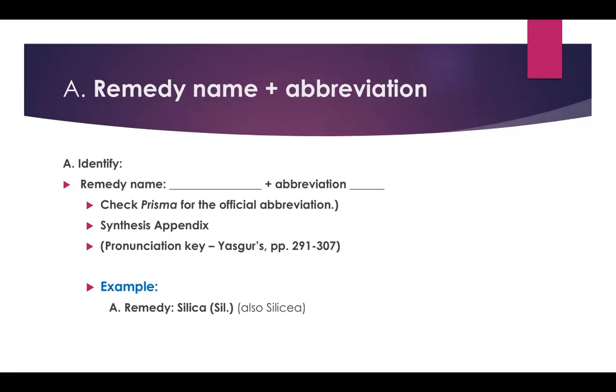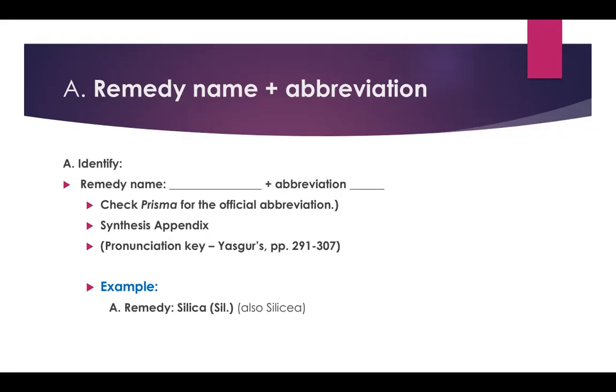Synthesis also has abbreviations in the appendix in the back. They start with the abbreviation and then give you the name of the remedy. And the reason for that is that in all the rubrics, the remedies are abbreviated. Otherwise, the book would be 10 times as big as it is. So you can look there, but it's going to start with the abbreviation. And if you look through that list, you'll see why the abbreviations are important, because there may be just one letter or two letters that identify a different remedy.